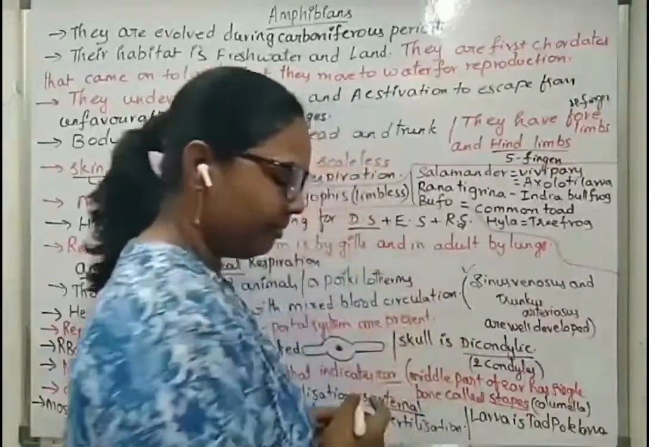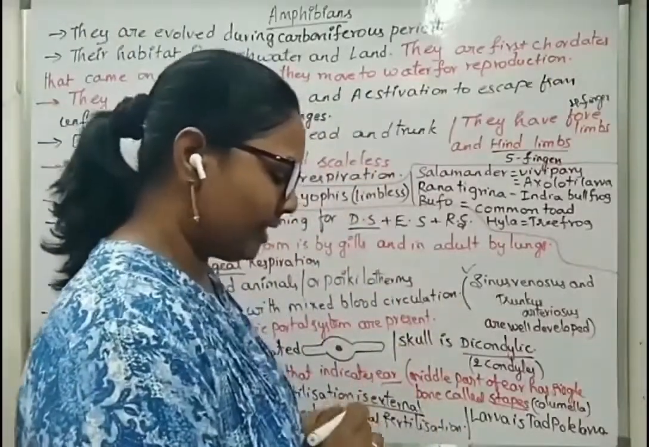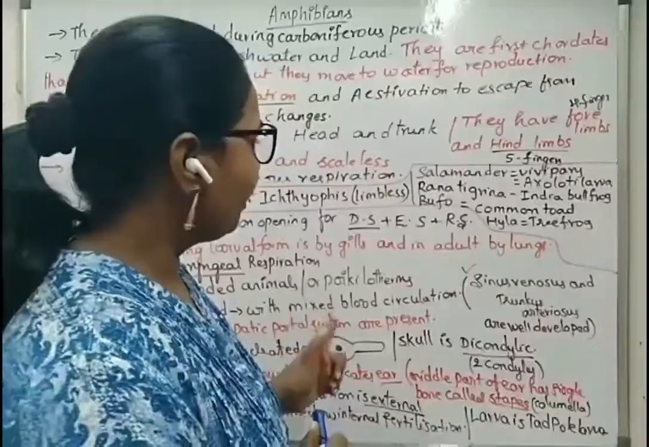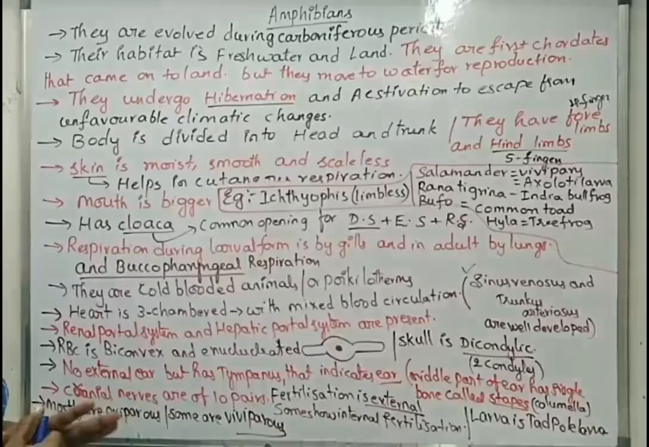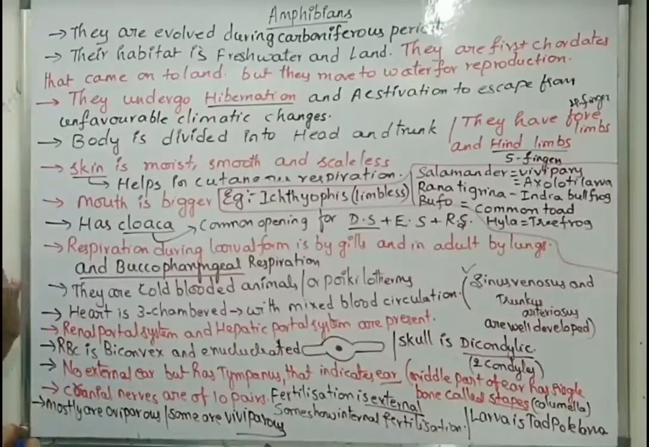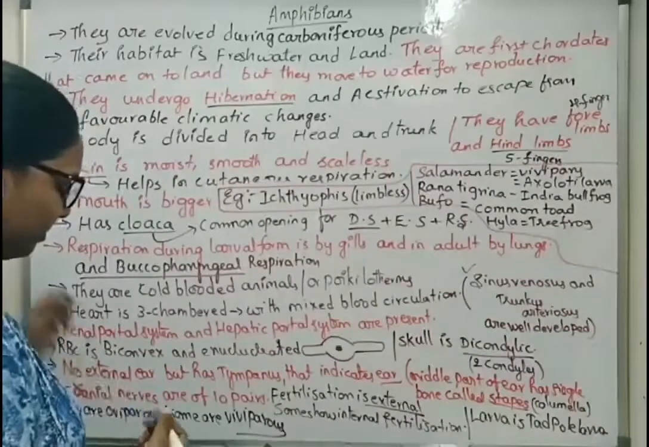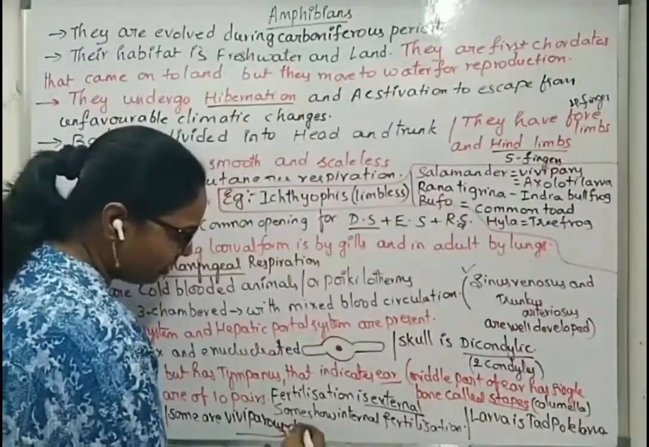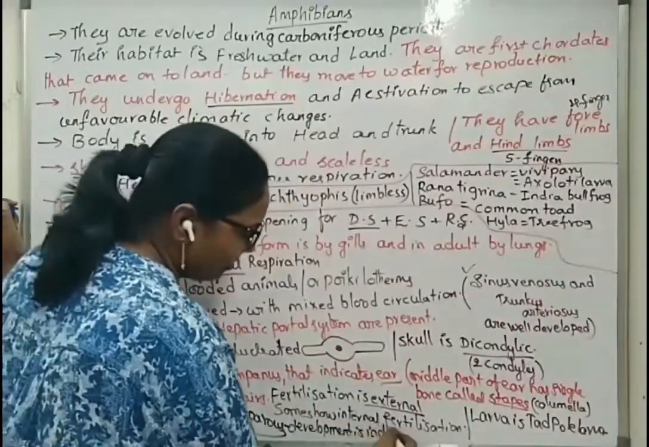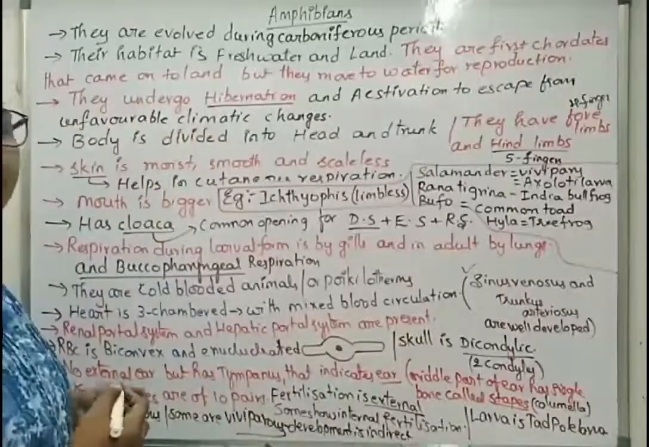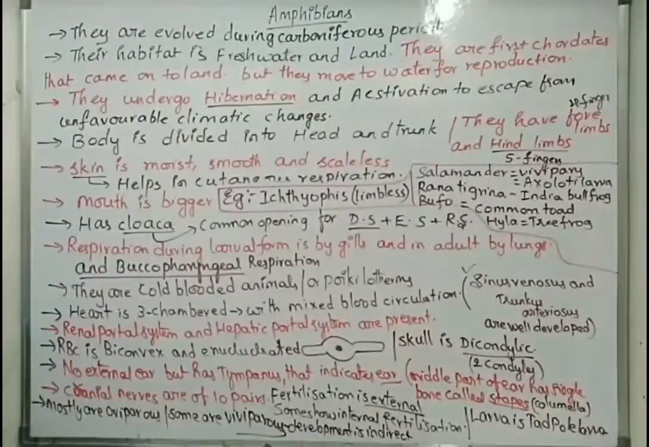Next, Ichthyophis. We have finished the examples Bufo and Hyla, that is a tree frog, and salamander amphibians. Since there is a larval form here, development is indirect. Direct means without larval form, indirect means having larval forms. So these are important NCERT textbook points that are required for the NEET exam.